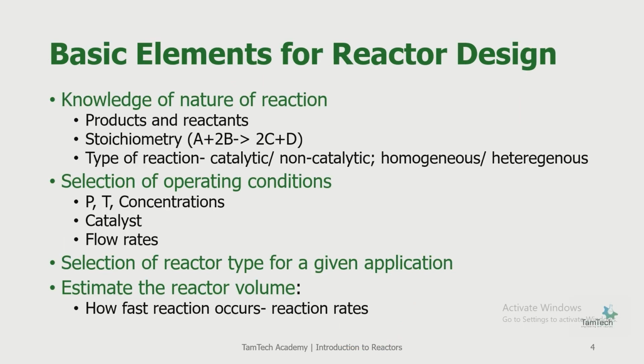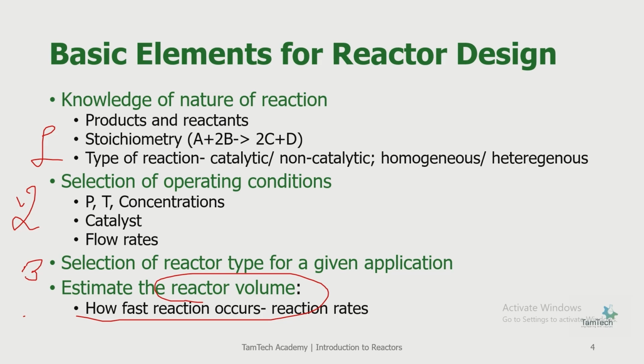Now let's go to the basic elements for reactor design. The main aim when we are designing the reactor is to finally find the reactor volume. Okay, the reactor volume is our main aim. To find the reactor volume, you need to know three main elements. The first one is the knowledge of the nature of the reaction. The second one is the selection of operating conditions, and the third one is the selection of reactor type for a given application.